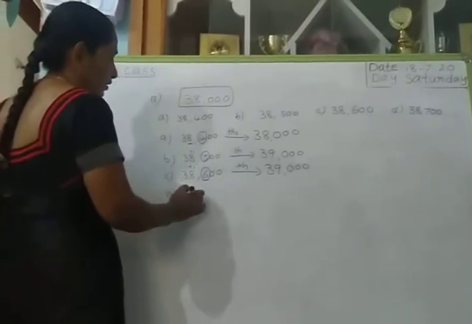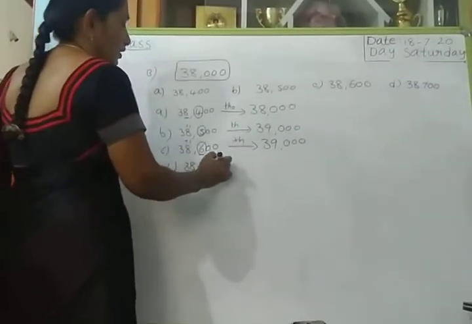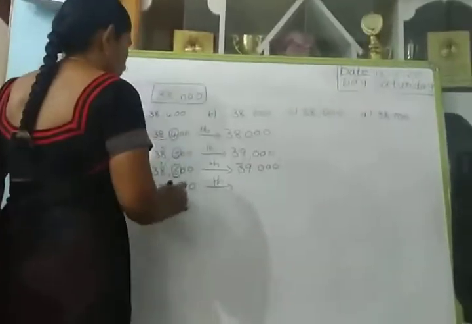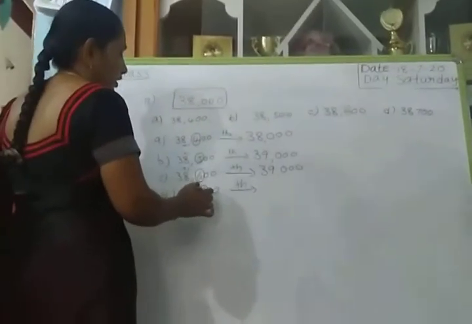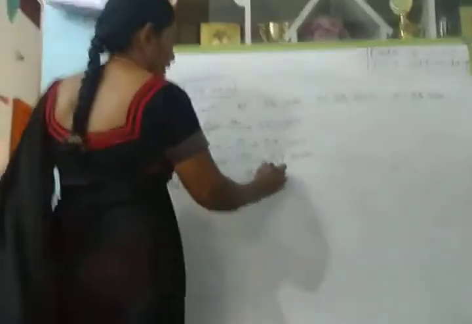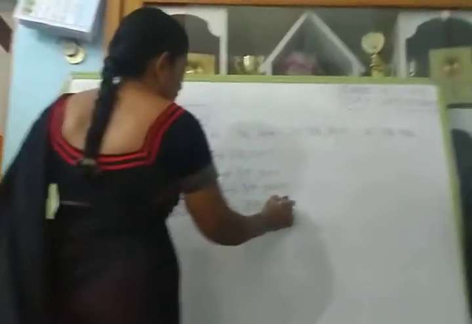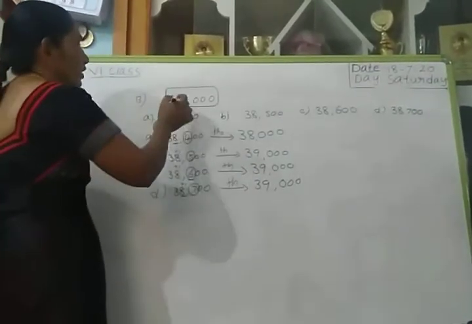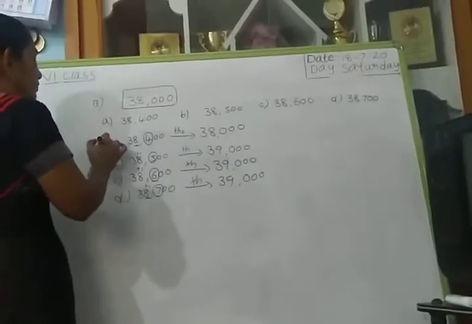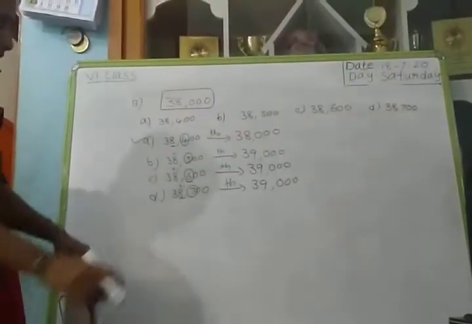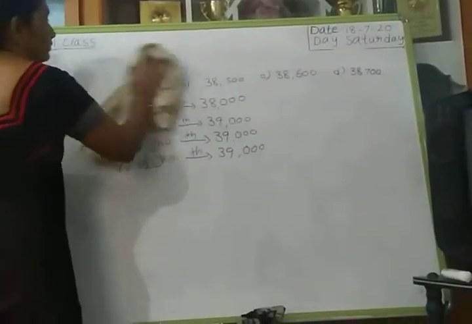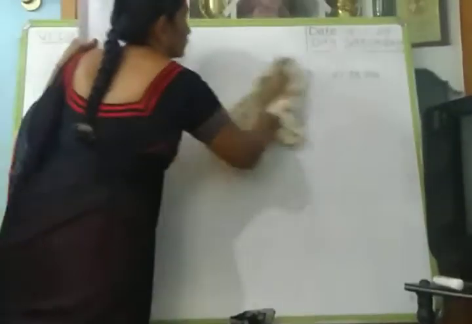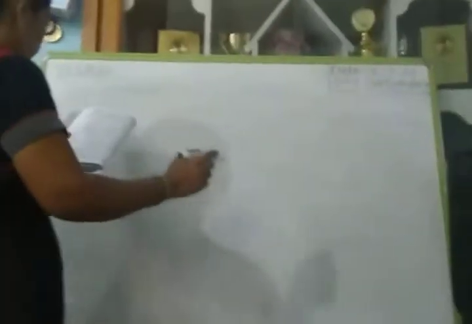Option D, 38,700. Nearest to thousands. If you round off the thousands place, which digit do you have to see? Hundreds place 7 is there. So we have to add 1 to the thousands place, and the remaining make it 0. So we need 38,000. Which option is correct? Option A. Option A is correct. Next question.